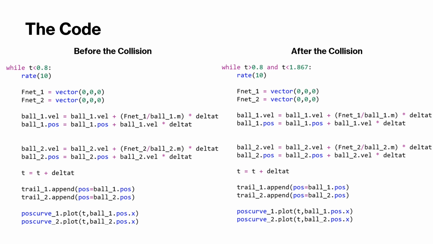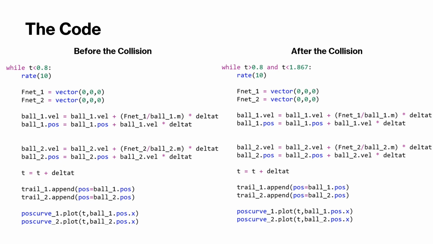Okay, so for the code, before the collision, and in both of these cases, we're going to assume that there are no external forces acting on the balls. So then, since both will be at a constant velocity, all we have to do is apply the position update formula and velocity update formula for both of the balls.